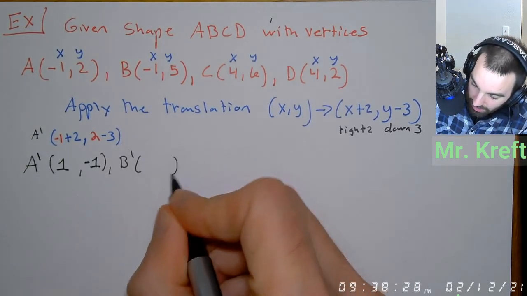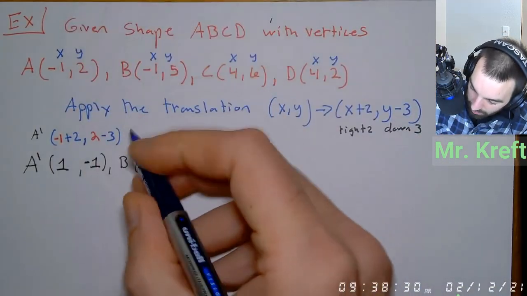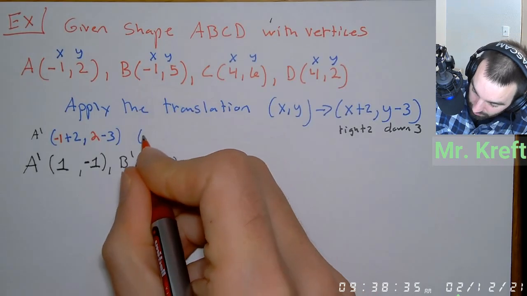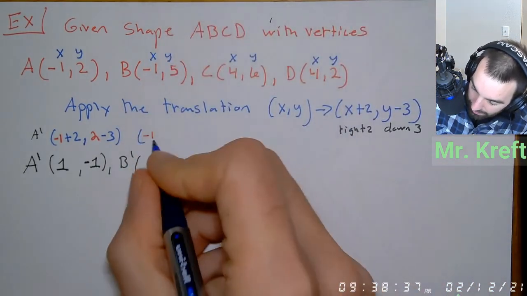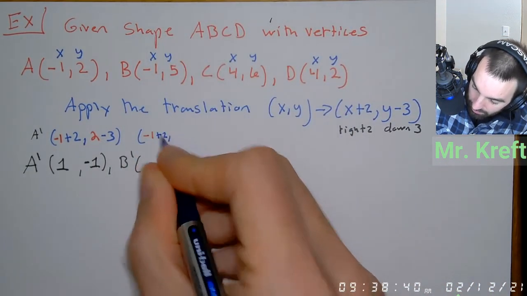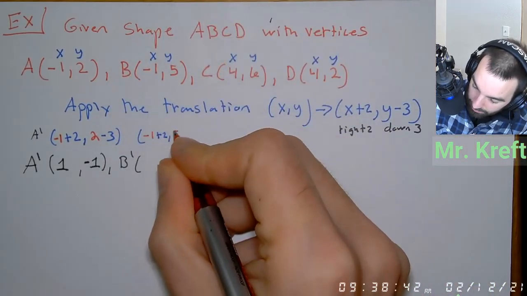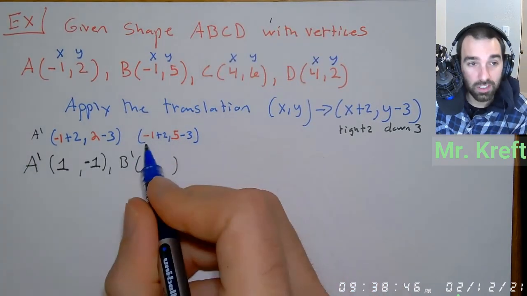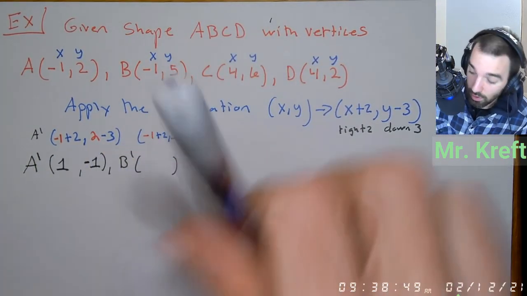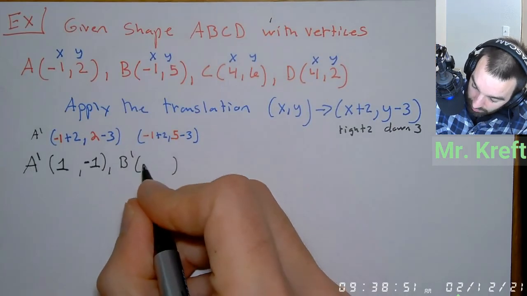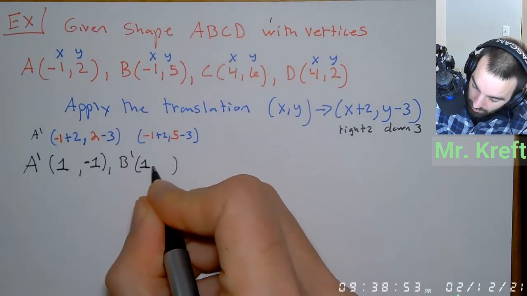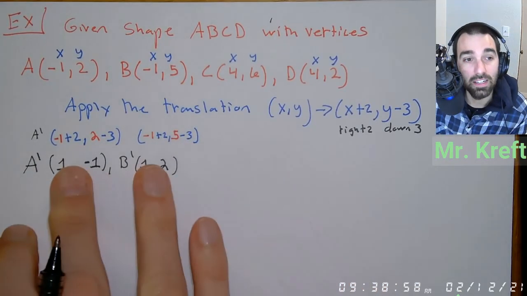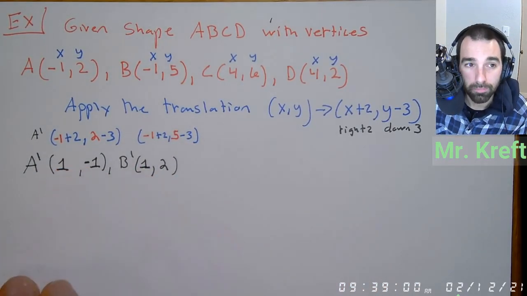And then for B, I'm going to show my work one more time with this one. For B, I'm going to take my original x and add 2, and then I'm going to take my original y and subtract 3. In this case, -1 plus 2 is +1, and 5 minus 3 is 2. So I'm finding the coordinates for my new shape.